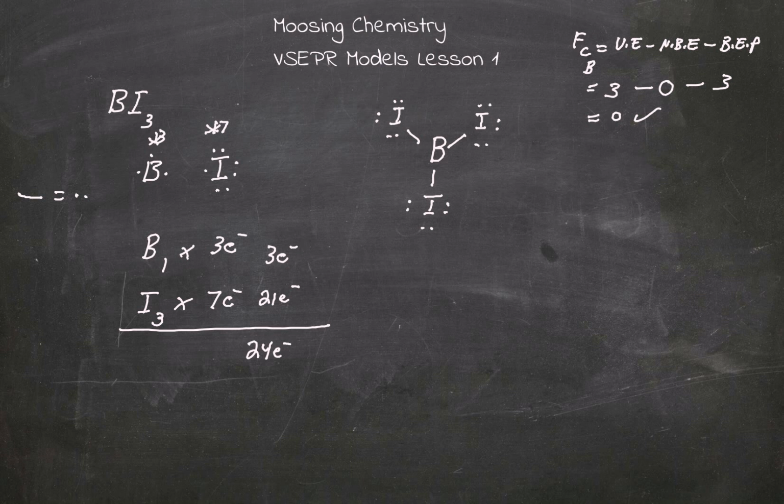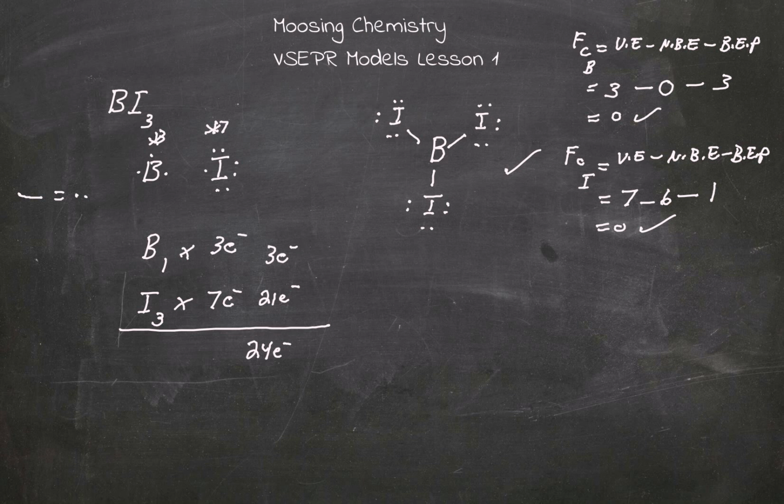Let's check the formal charge for iodine just to make sure. Again, remember that's valence electrons minus non-bonding electrons minus bonding electron pairs. I comes in with 7 valence electrons, and we've got 2, 4, 6 non-bonding electrons around I, and we have 1 bonding pair. So 7 minus 6 minus 1 is 0. And this is also excellent. So this is the best possible structure.